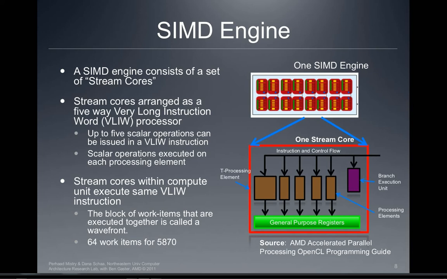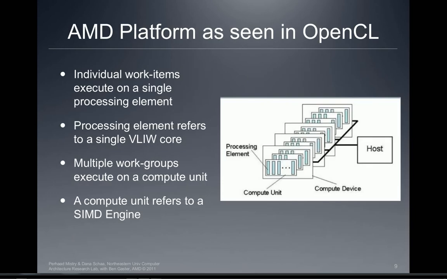And now we come to a very important notion. The block or the number of work items that are executed together is called a so-called wavefront. This is a really important notion you need to remember. The number of threads that are executed at the same time in parallel for one SIMD engine, on the 5870 graphics card, is 64. So 64 work items can be executed in parallel at the same time on one SIMD engine.